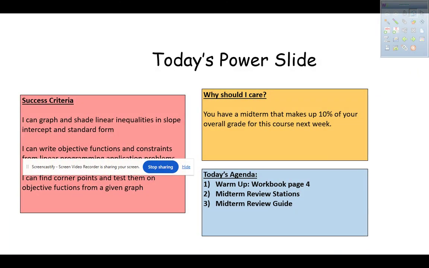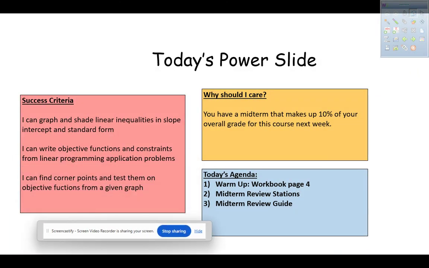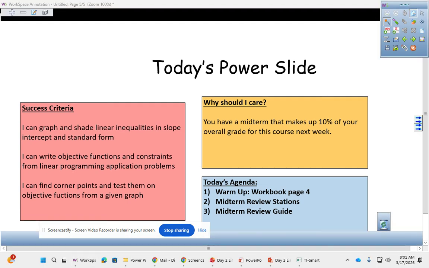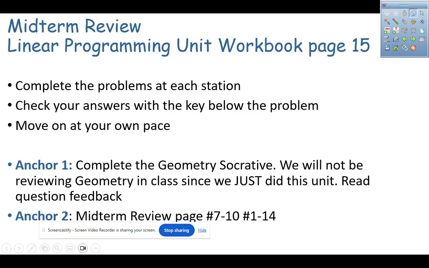Today our focus is going to be on graphing and shading linear inequalities in both slope-intercept and standard form, writing objective functions and constraints from those long application problems, and then finding the corner points and testing them. So all of the linear programming stuff. We're going to do a similar format to yesterday, which is self-paced. Open your workbook to page 15, where there's a template for you to complete 5 problems. Those 5 problems are posted around the room.